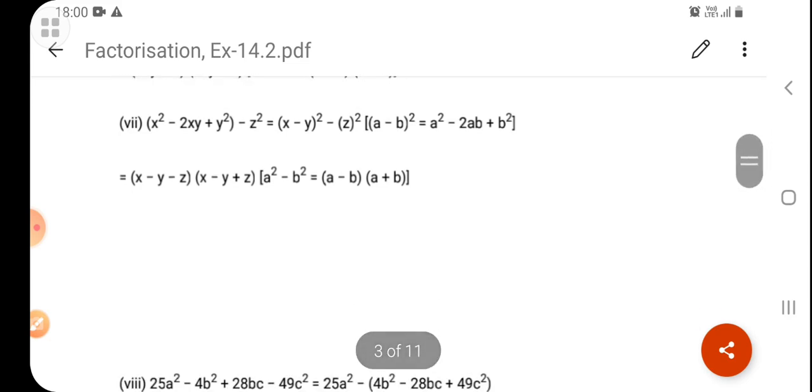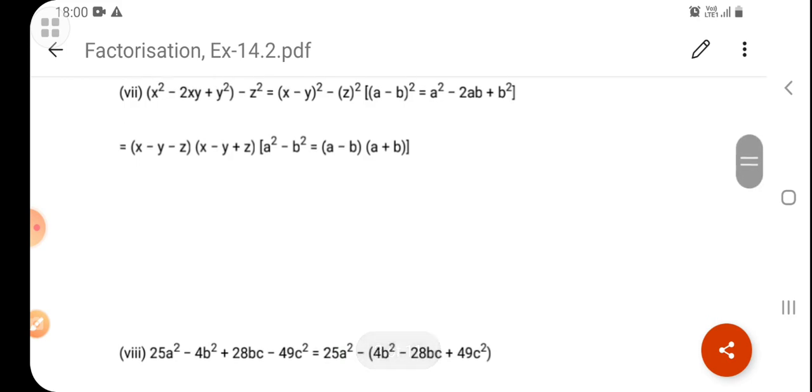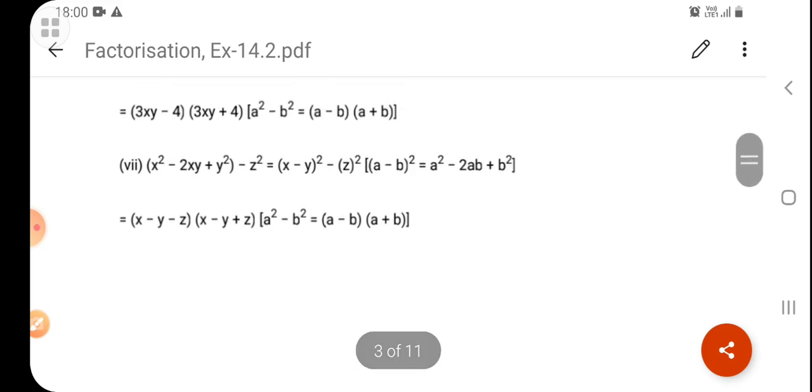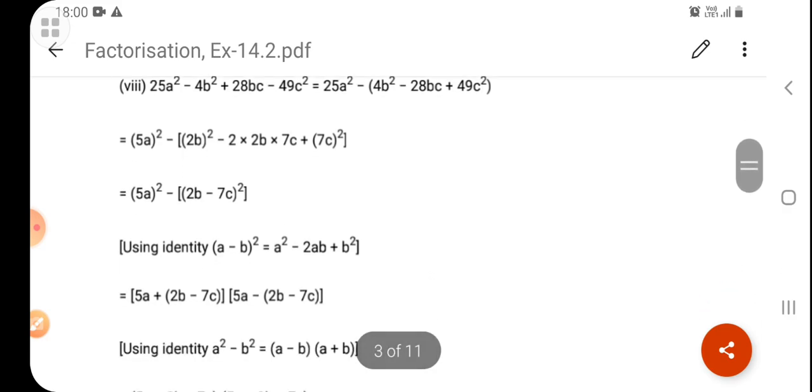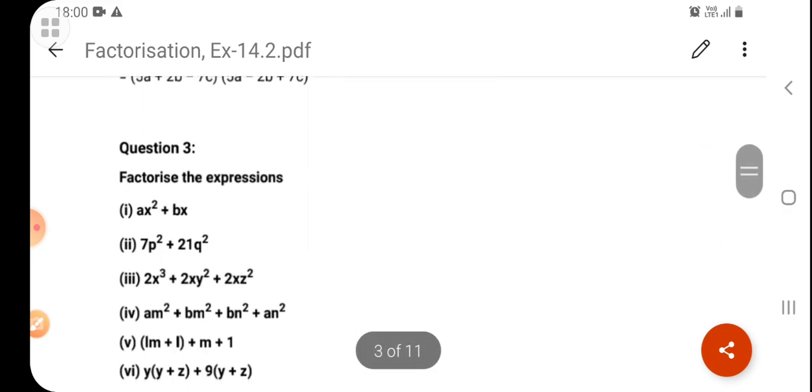x square minus 2xy plus y square minus z square. So it is (x minus y) whole square and minus z square. So a square minus b square gives a plus b and a minus b; again we are transforming it into a plus b and a minus b. So by using the identities we will do the second question.